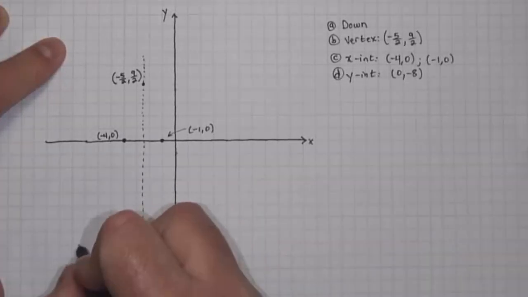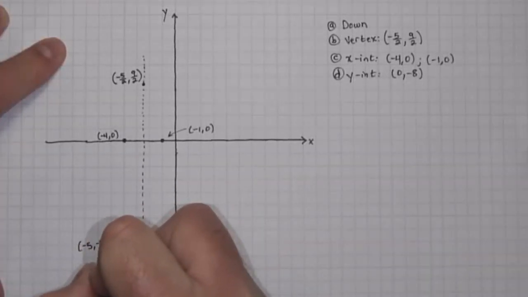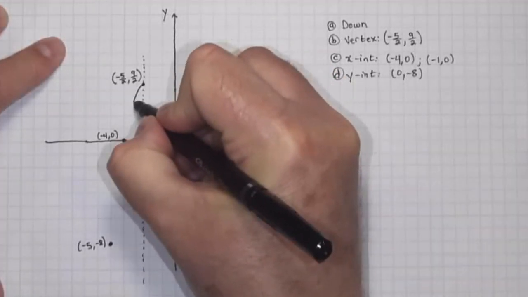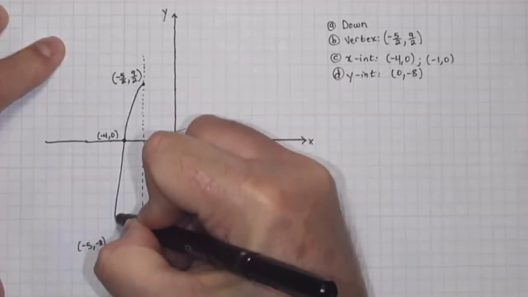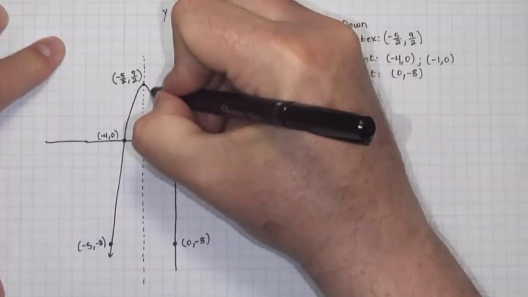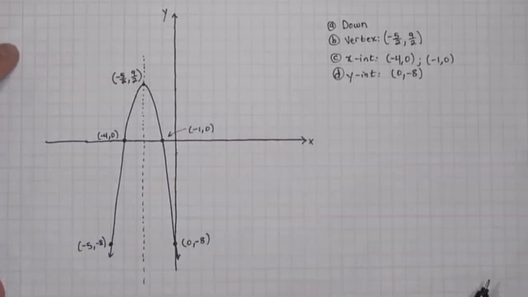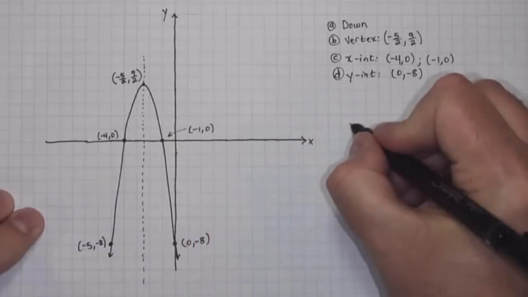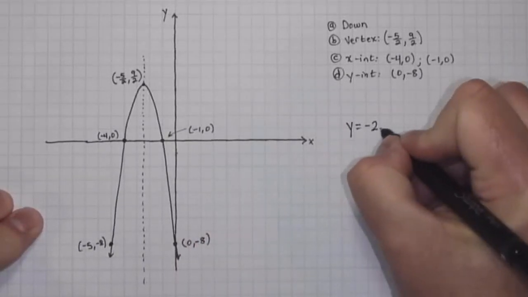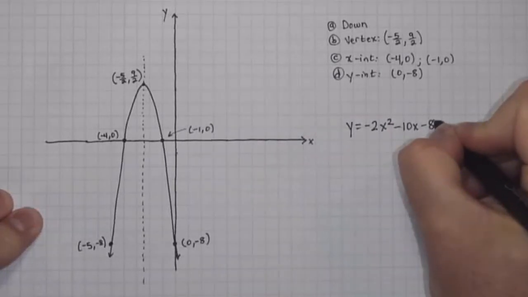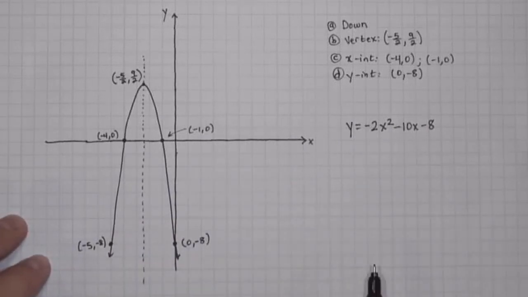So that point is going to be the point negative 5, negative 8. So I have found 5 points. I could find others as well, but this is plenty. So if I connect our points, this is the graph of our parabola. So this is the graph of the equation y equals negative 2x squared minus 10x minus 8. So this is the graph of our parabola.